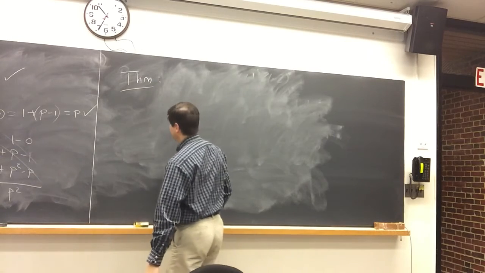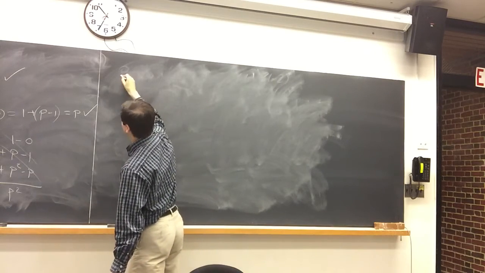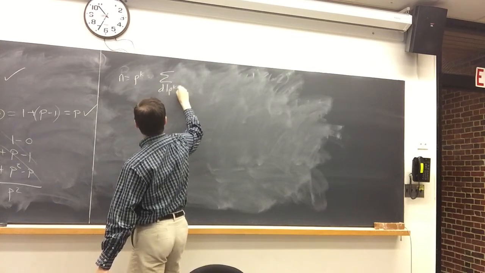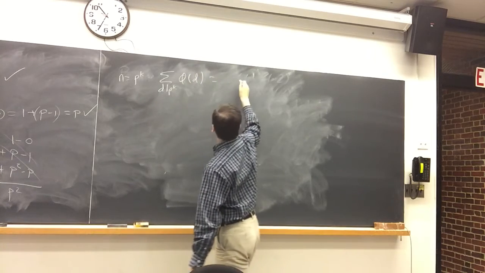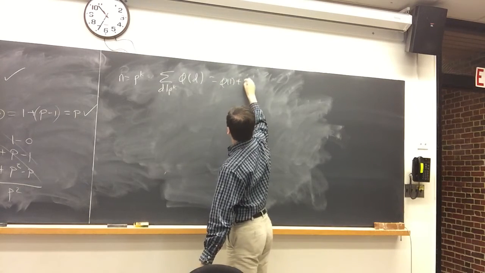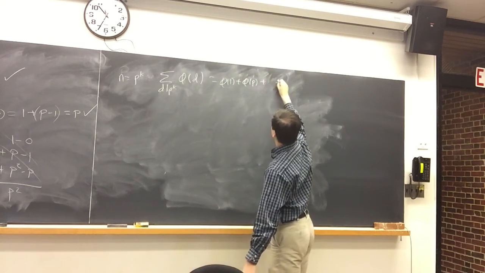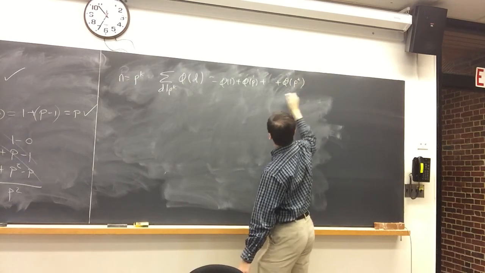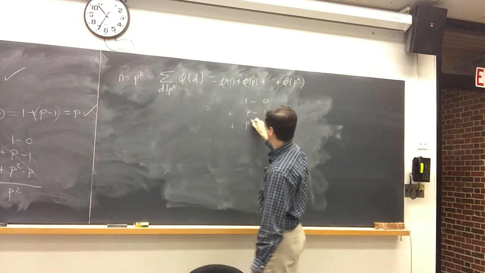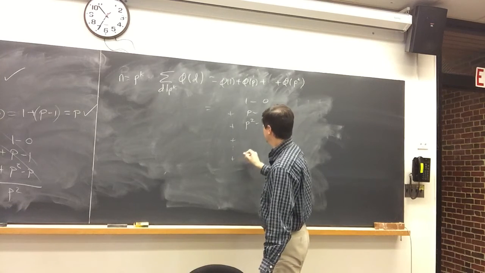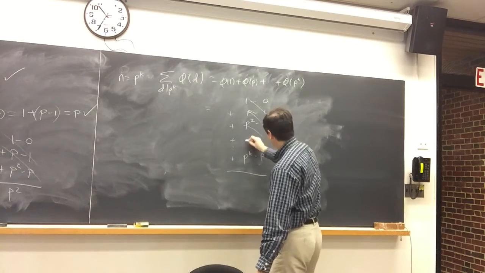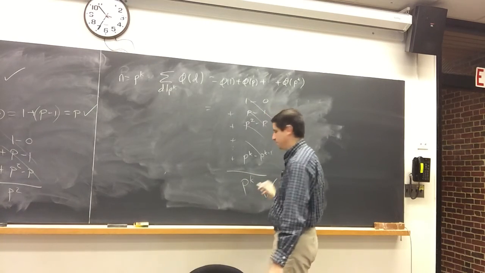So the proof is actually very nice now. If n is p to the k, then the sum over d dividing p to the k of phi of d is going to be phi of 1 plus phi of p plus up to phi of p to the k. This is going to be 1 minus 0 plus p minus 1 plus p squared minus p plus dot dot dot plus p to the k minus p to the k minus 1. And you see everything just cancels, and you get p to the k.